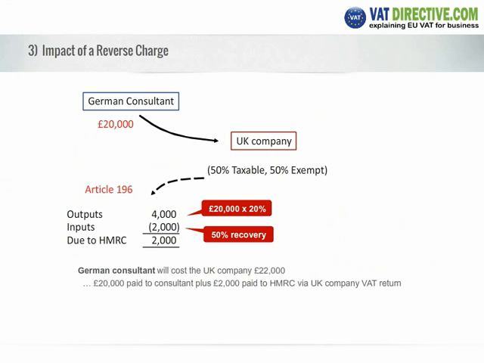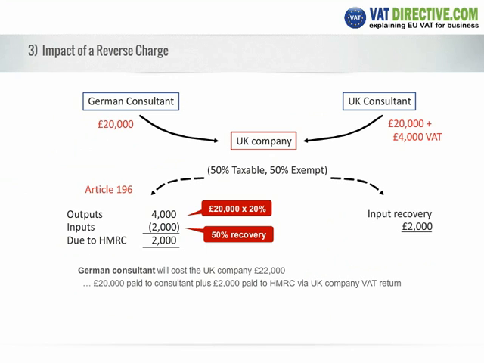So £22,000 cost if they use a German consultant. Now let's say that company was to use a UK consultant. The UK consultant would charge them £20,000 plus £4,000 VAT, and the UK company would then recover half that VAT charged, so 50% recovery, £2,000.